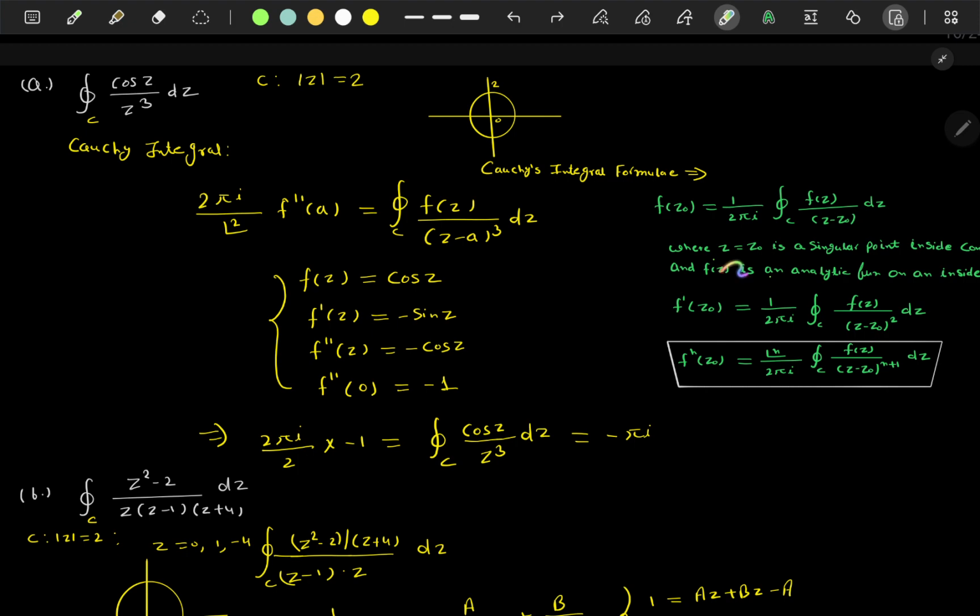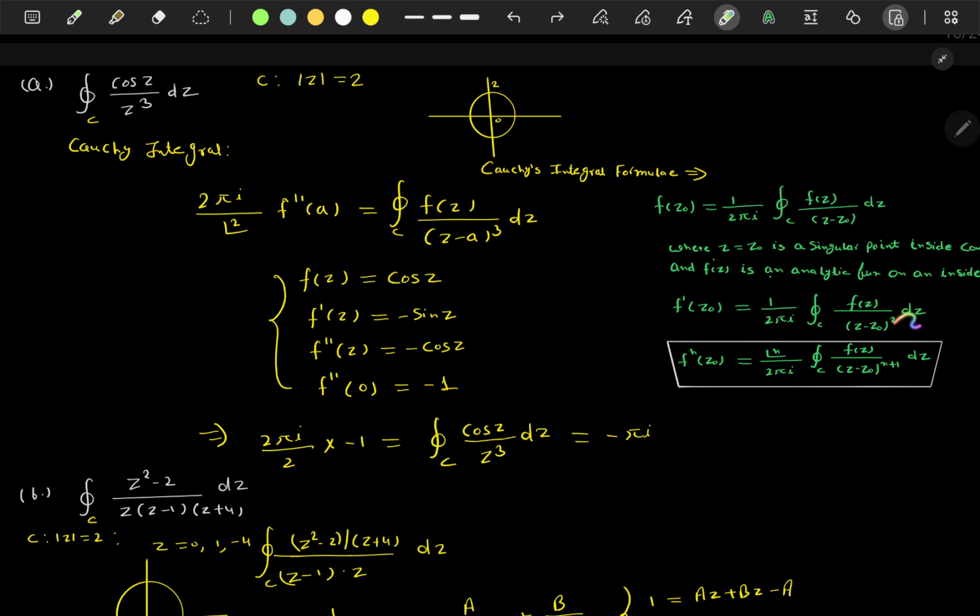But if the function f of z is analytic inside the closed contour C, meaning the points lie inside the contour, like here z equal to 0 lies inside C, so it's a problematic point. In order to solve it, we use f prime of z naught, and the same formula will be applied here.